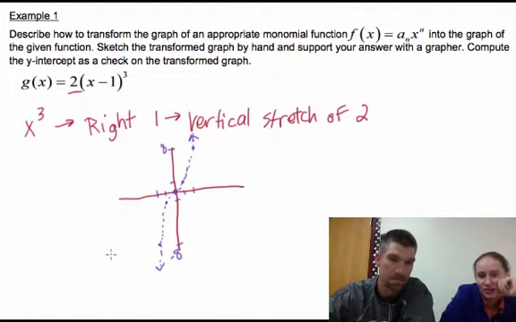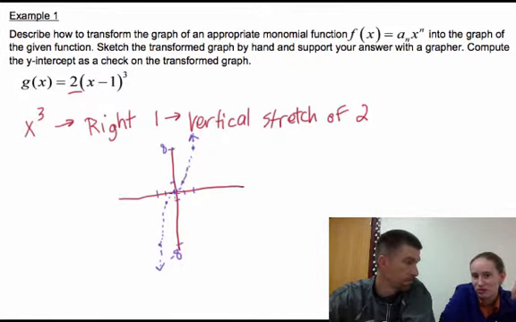Okay, so we're taking this and we're going to shift it right 1, and we're going to vertically stretch it by 2. I like to do the vertical stretch first because we're multiplying our y values by 2. So at 0, 0, if we multiply our y value by 2, we're still at 0, 0. Then we move right 1, so that brings us right here.